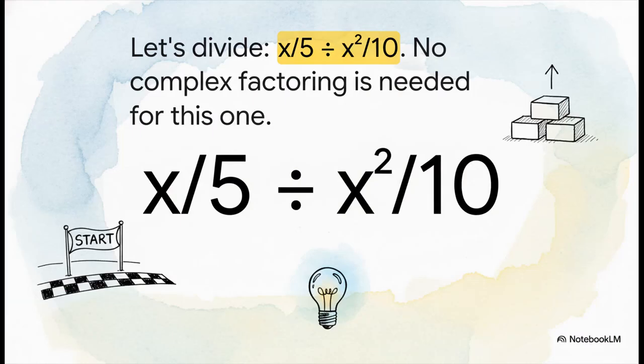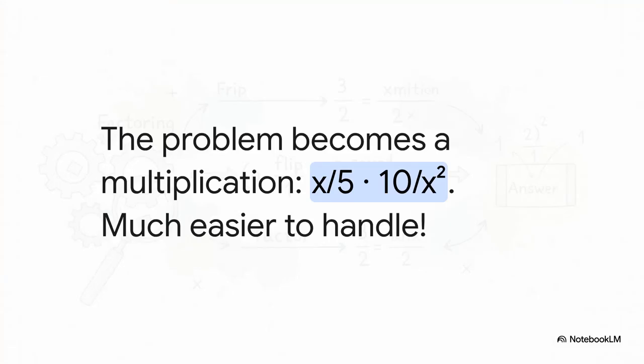Okay, example 1. We've got x over 5 divided by x squared over 10. See? Nice and simple. We don't have to worry about any crazy factoring just yet. So, what's our first move? Yep, you already know it. Keep, change, flip. We keep the first fraction, change division to multiplication, and flip that second one. So our problem becomes x over 5 times 10 over x squared. See, it already looks so much easier to deal with.